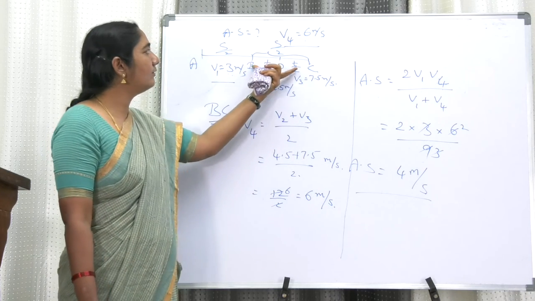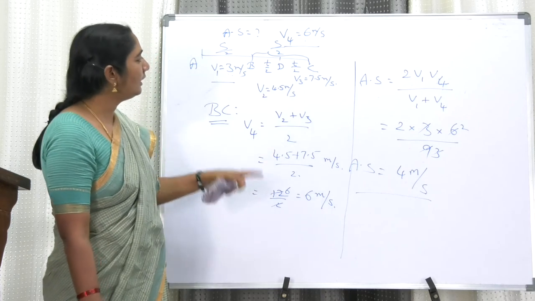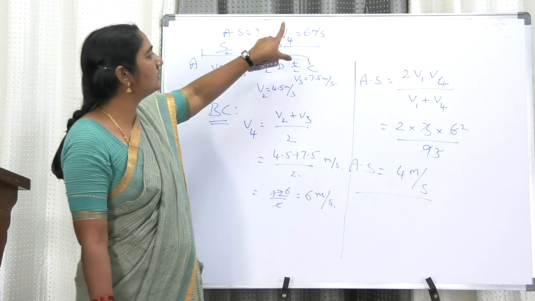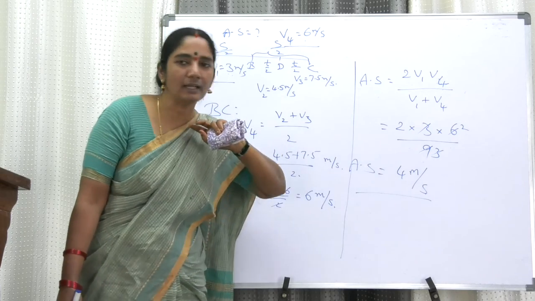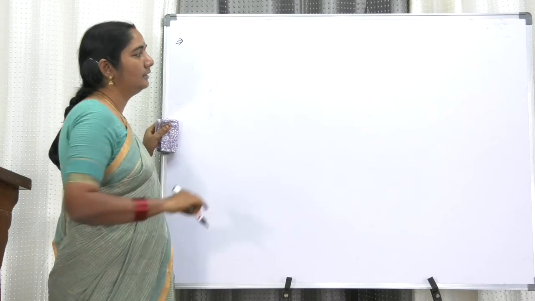First we found out the average speed in this particular case from B to C, and again for the entire trip, half distance with this velocity, half distance with this velocity. We again applied the formula and we got the answer. Let us now try to see the next puzzle.